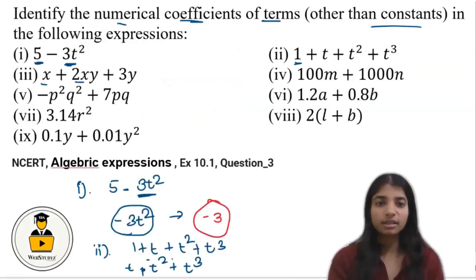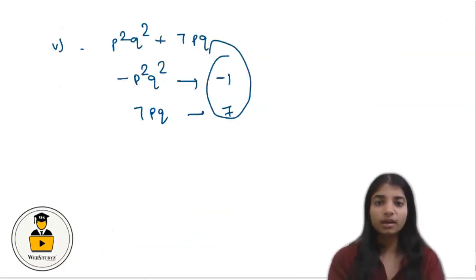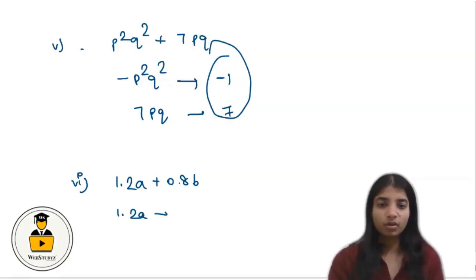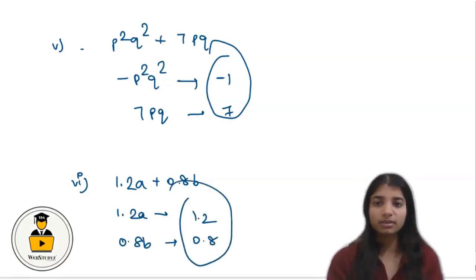Now let's discuss part 6, which is 1.2a plus 0.8b. Look, there is no term which is constant, all are variable. So the coefficient for 1.2a is 1.2 and the coefficient for the term 0.8b is 0.8. So this is the answer to part 6 of this question.